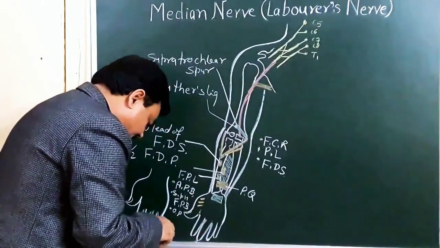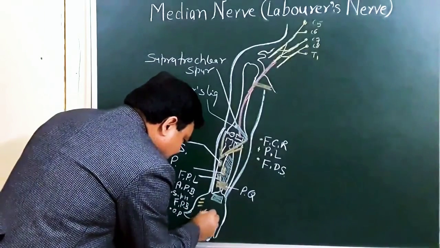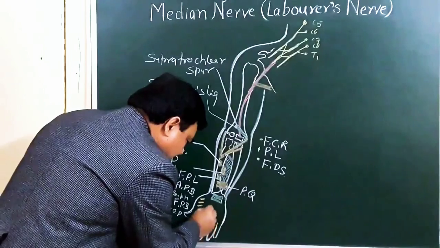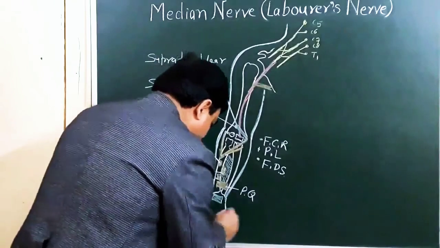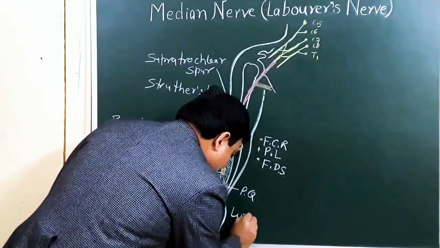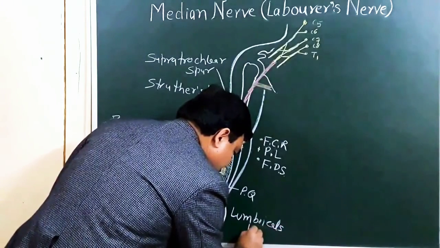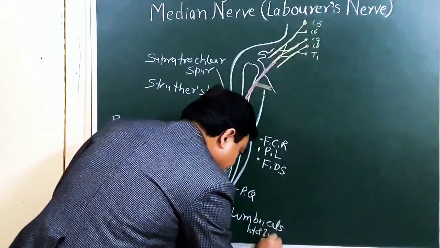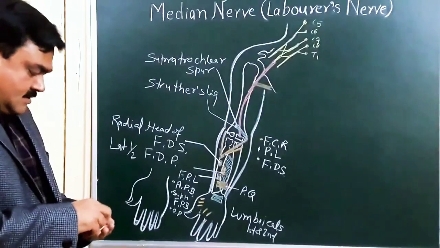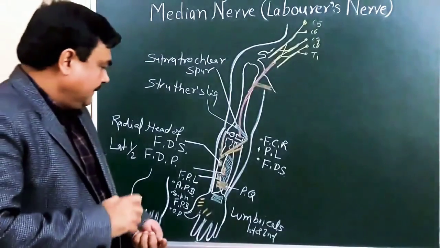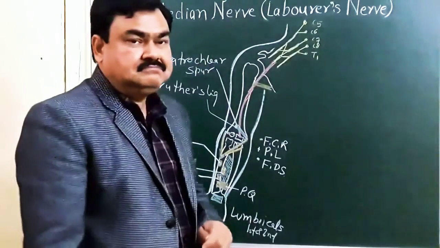Another muscle group is the lumbricals, the first and second lumbricals. Now we will discuss the median nerve.